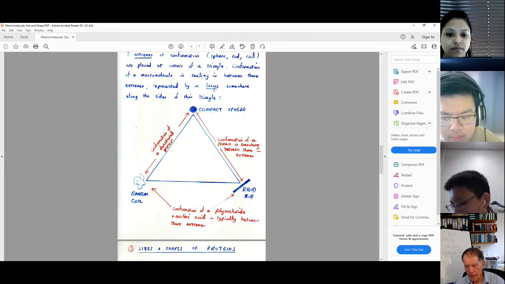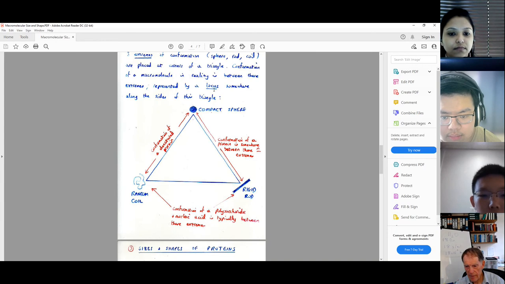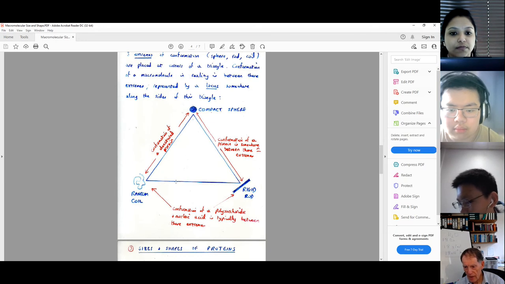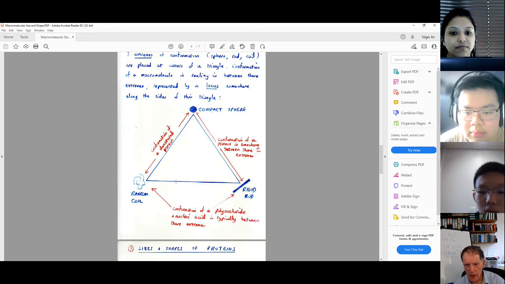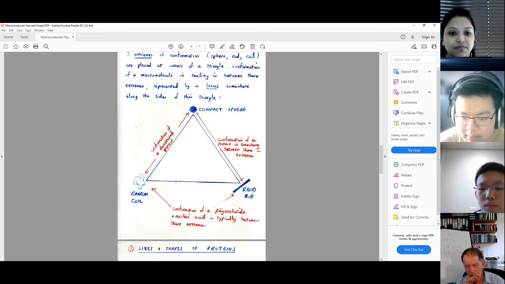What's locus? It means a point. Yeah, not a low cost. Low cost is something else. That low cost is an insect, so it's not that.